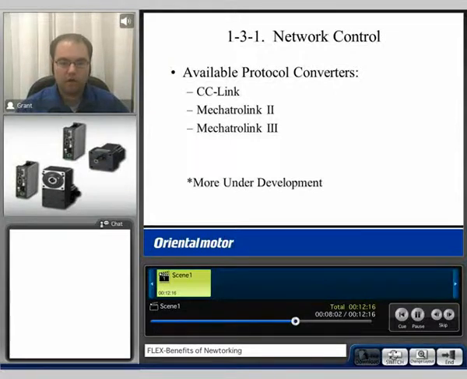The current available protocol converters are CC-Link, Mechatrol-Link 2, and Mechatrol-Link 3. However, we are under consideration and currently have more under development. If there is a specific protocol that you have concern with, feel free to contact us at any time about it.